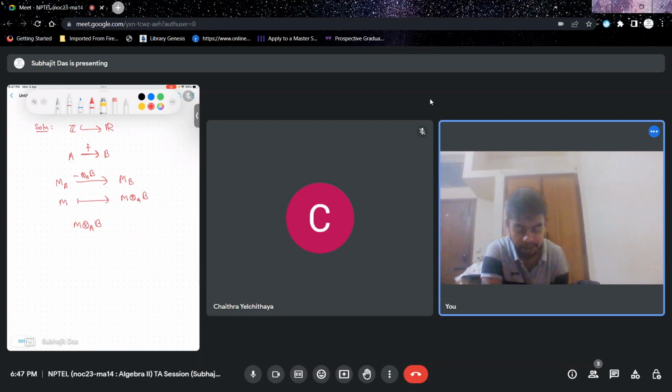So what is the structure? Take any element in M tensored over A with B. You know that it is a sum of elementary tensors, right? So to define an action of B on this, it is enough to define an action on a generator. So take any element m tensored with b, and you want to define the scalar multiplication with some scalar which is from B. And what should you define it to be, Chaitra?